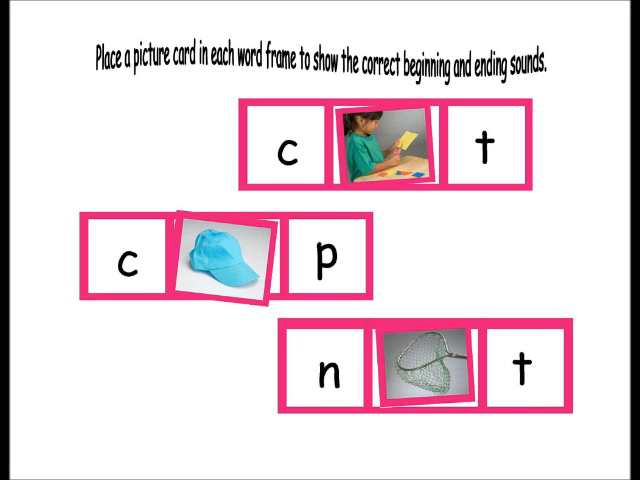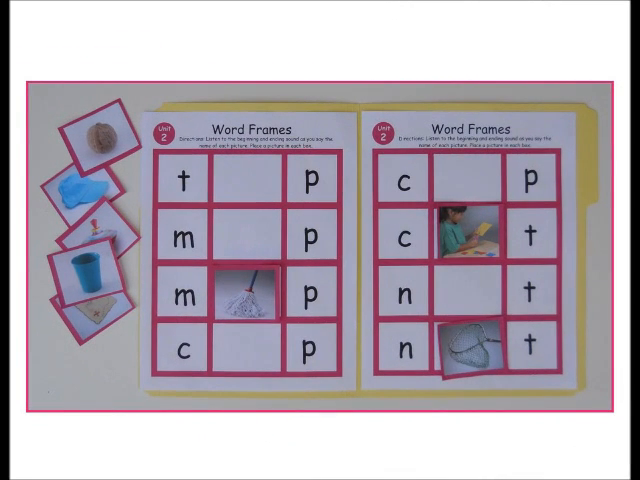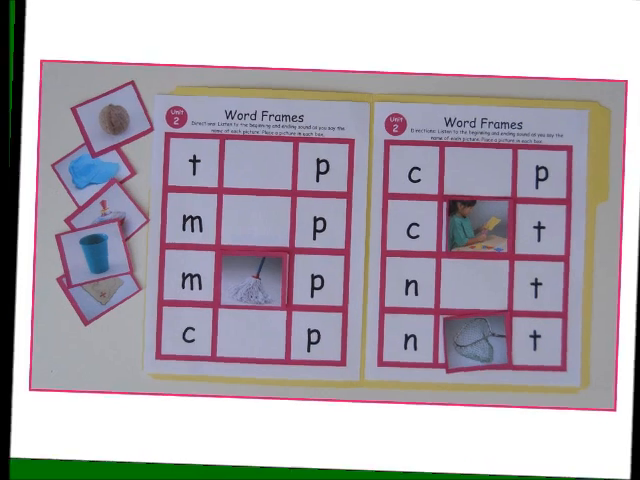This is the way this activity might look if you put it at a center. I use a file folder and I put the 8 frames in the folder. I put 1 page on one side and 1 on the other, and then give kids a baggie with the photo cards in it, and they simply place the cards in like a puzzle until they've placed all 8 cards.